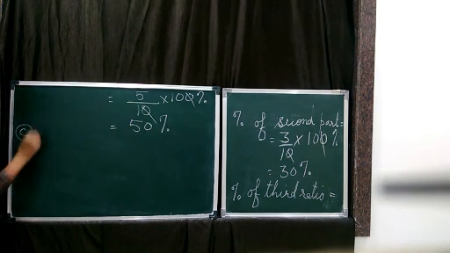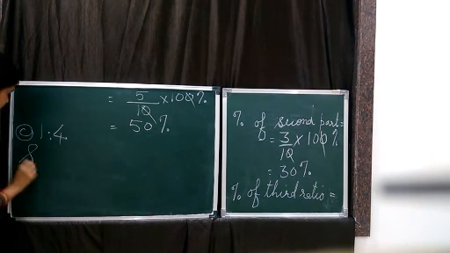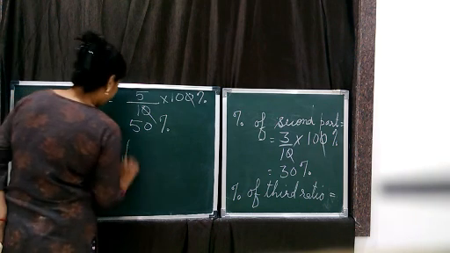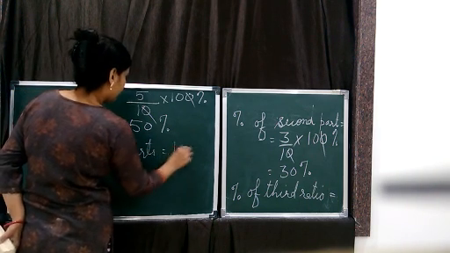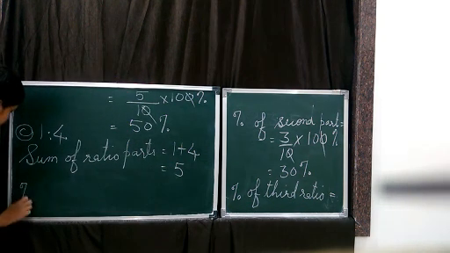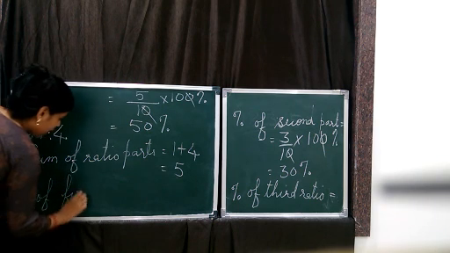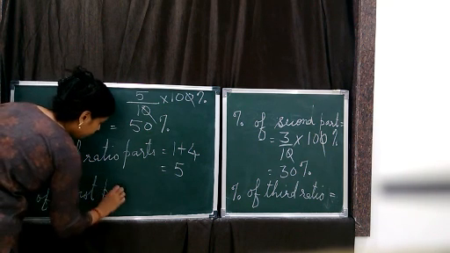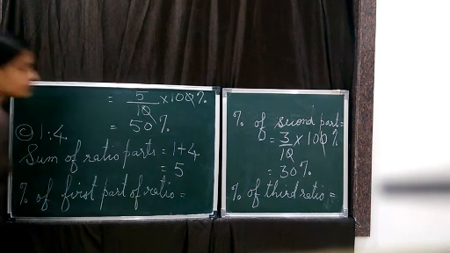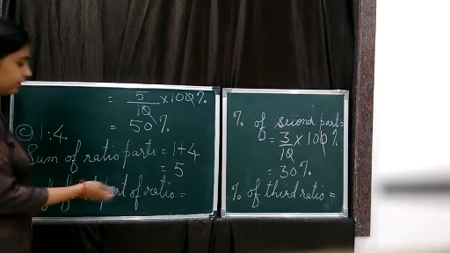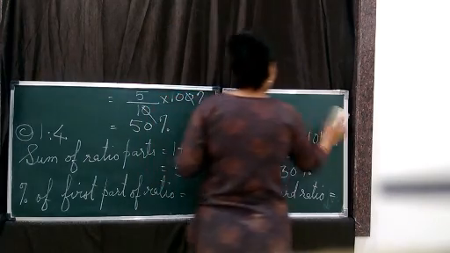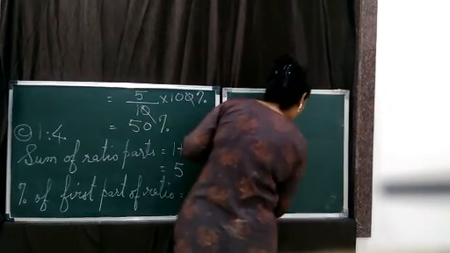C is 1:4. Again, the sum of ratio parts, that is 1 plus 4, which gives us 5. Then percent of first part of the ratio. I am writing different types of statements so that you will be aware of what all can be written. Okay, so it will be the first number upon the total into 100.